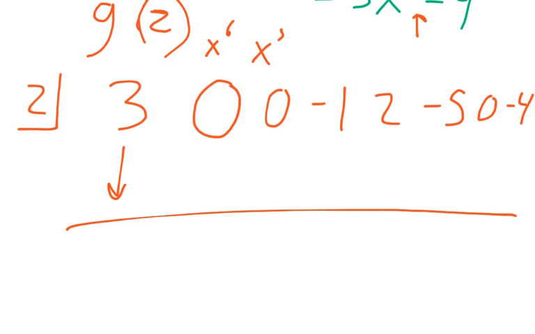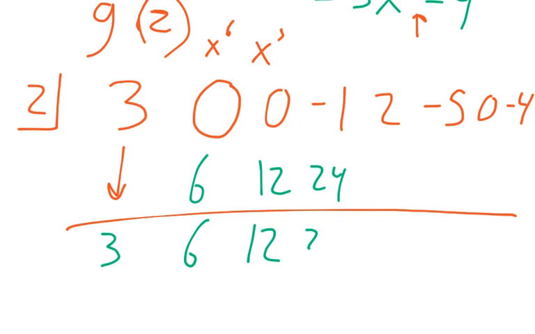So 3 drops down to itself. 3 times 2 is 6. Add 0 and 6. 6 times 2 is 12. Add 0 and 12. 12 times 2 is 24. Negative 1 plus 24 is 23. 23 times 2 is 46. Plus 2 is 48. 48 times 2 is 96. I'm going too fast here. I'm sorry. You can always pause it and catch up.